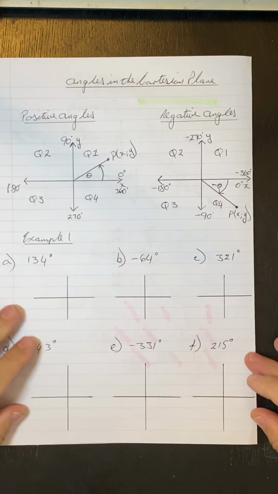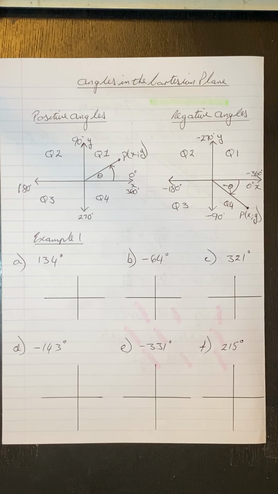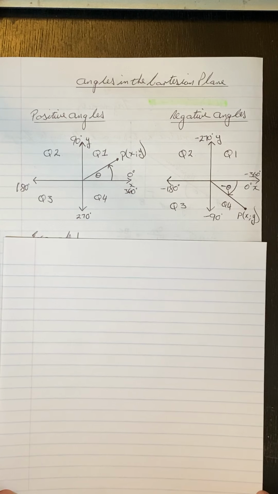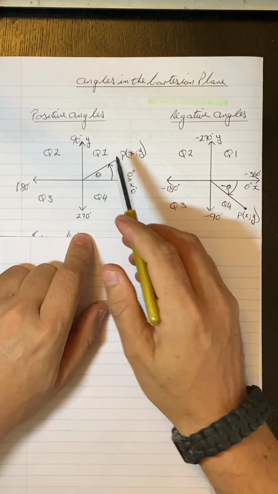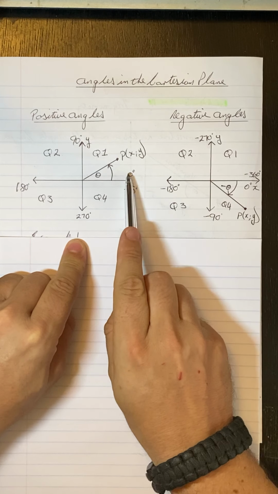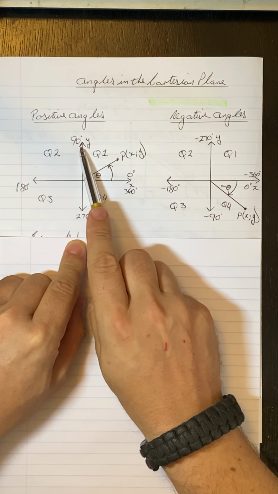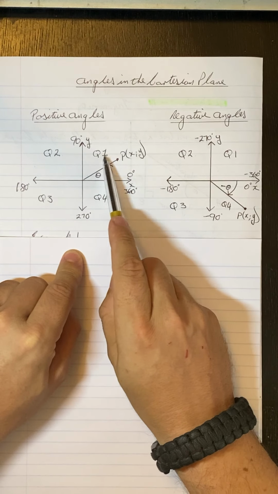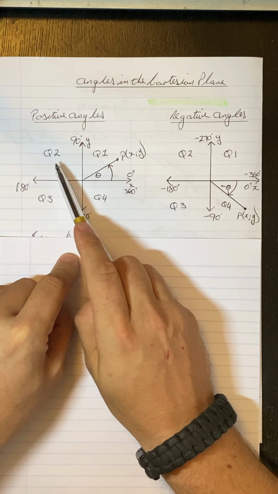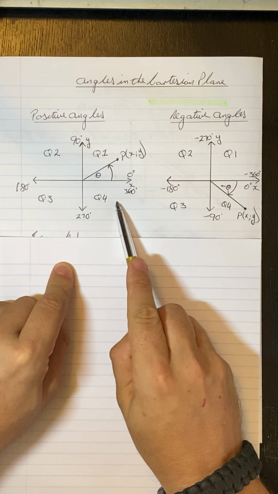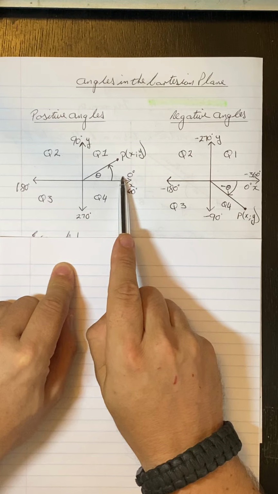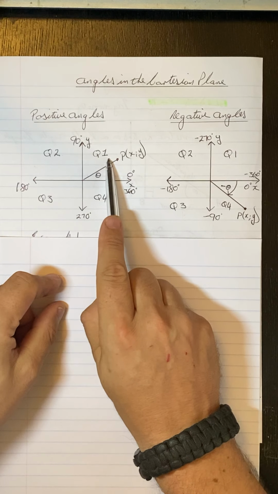Okay, moving on to the next thing, which is angles in the Cartesian plane. So this looks a little bit chaotic, but it's not too bad. With positive angles, you know that we start with 0 degrees here, it goes to 90, 180, 270, and then back to 360. We have quadrant 1 over here, quadrant 2 over here, quadrant 3, and then quadrant 4. Now, positive angles are always measured from this x-axis in an anti-clockwise direction, in that direction.